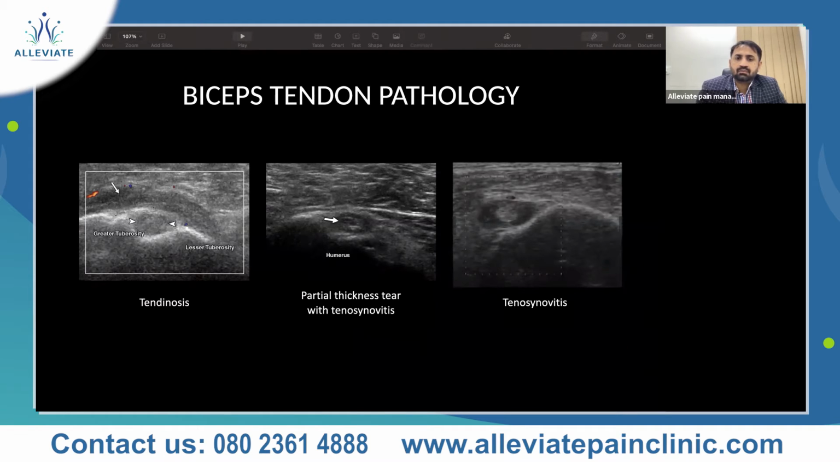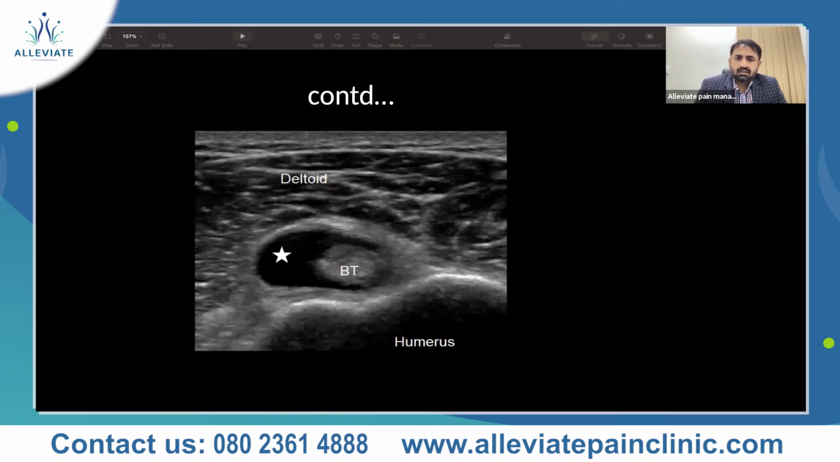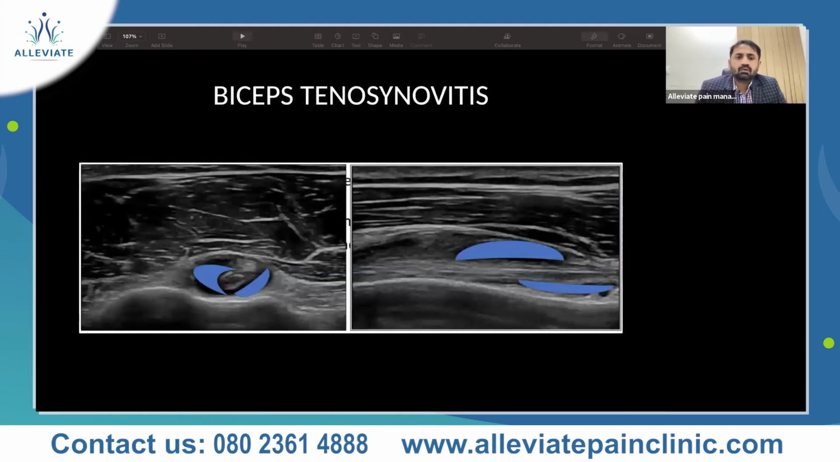Again, the bicipital groove, you can see the tendon. All this has to be seen not in only one axis. You have to evaluate both short and long. There is tenosynovitis again. Significantly here, the tenosynovitis is more, but there's no partial tear. Here the effusion is very clear. Tenosynovitis is very clear. This is a short and a long axis.